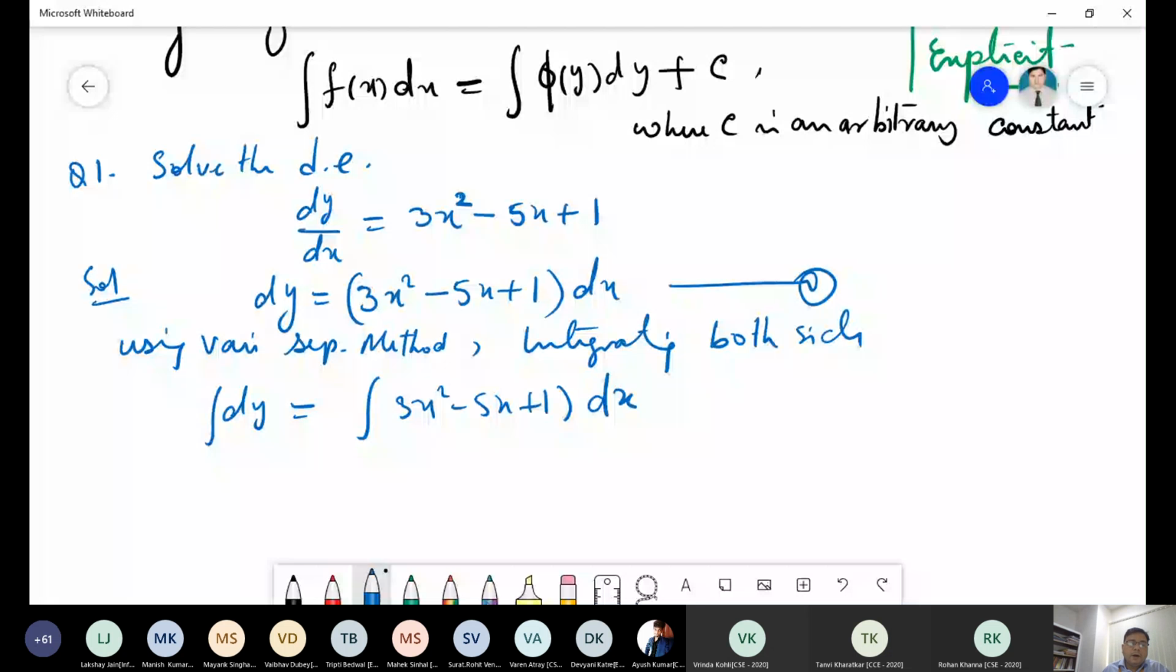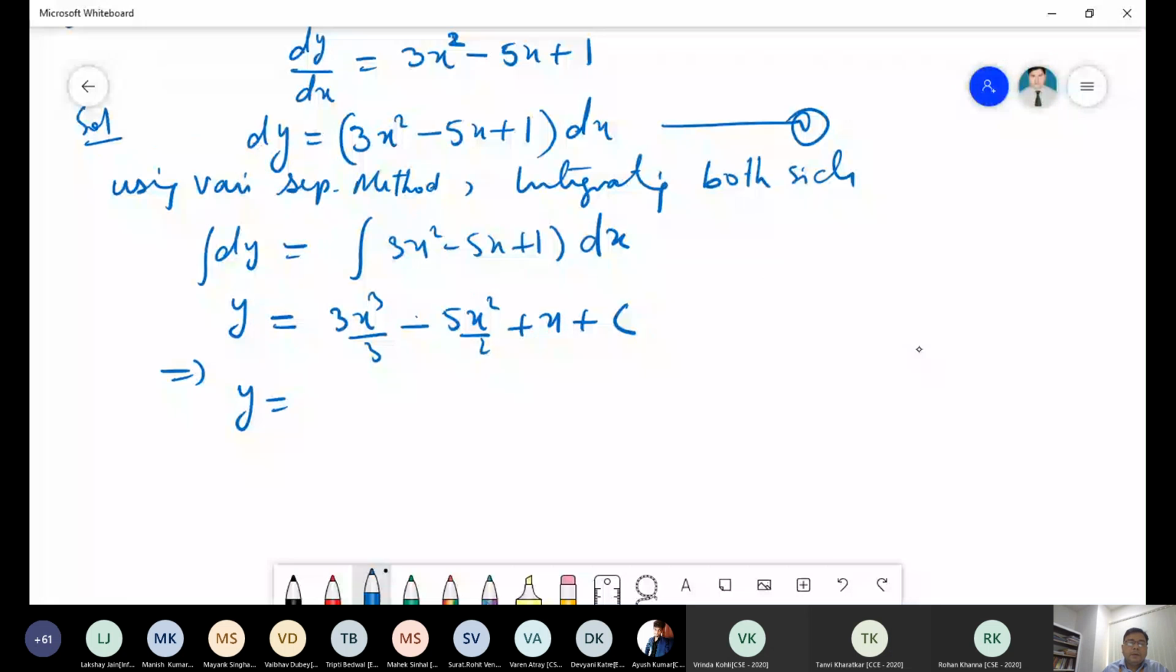So this will be y equal to 3x cube upon 3, minus 5x squared by 2, plus x plus c. This implies that y equals x cube, the 3 will be cancelled.